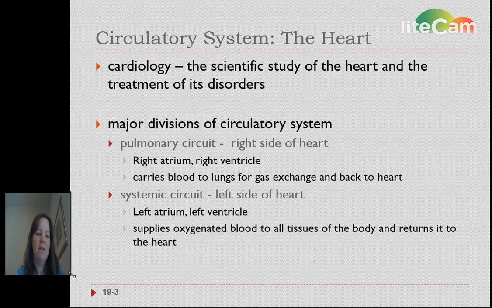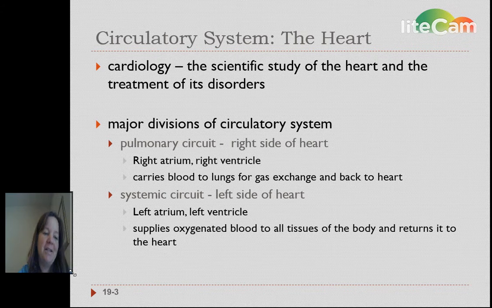We have been exploring the circulatory system. So we've had a chapter on the blood, and the next chapter will be on the heart, and the third chapter in the circulatory system will be on the blood vessels. So this is the first video that's going to explore the anatomy and physiology of the heart.